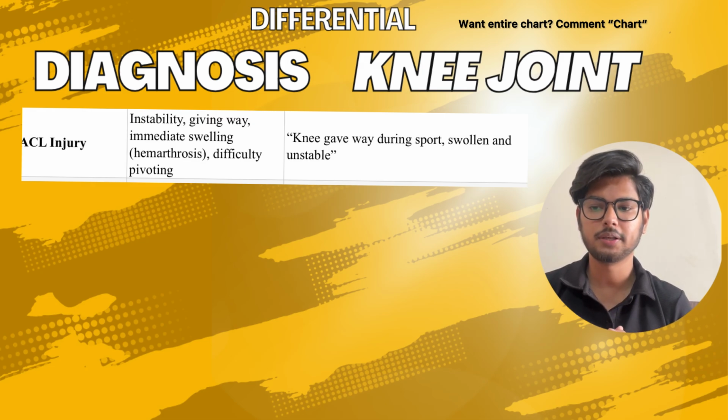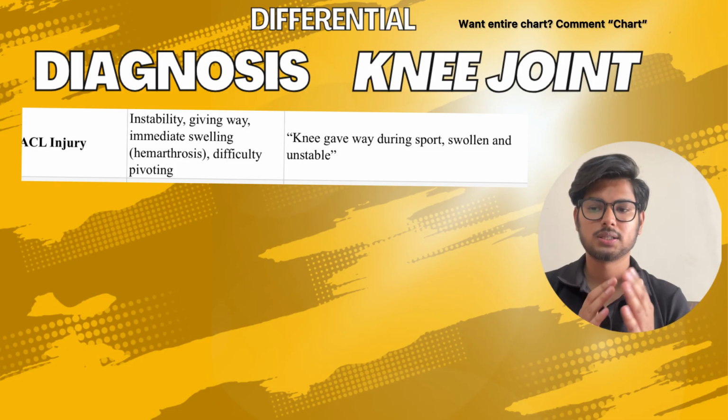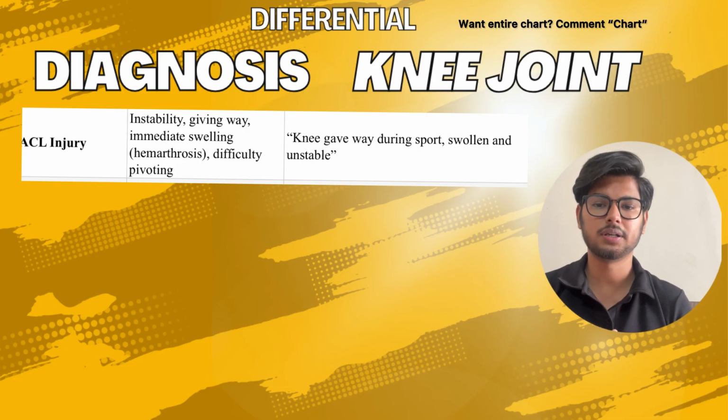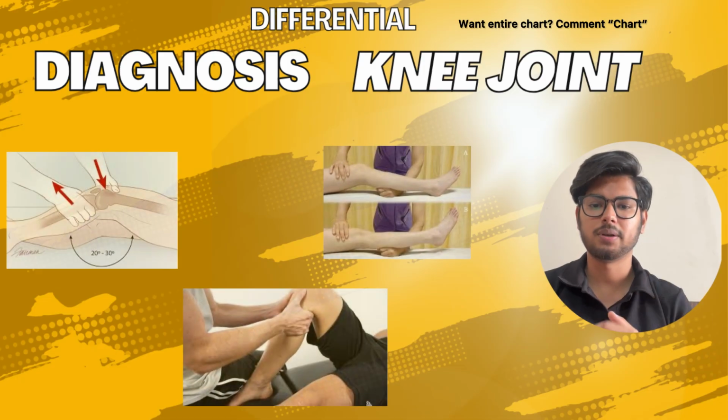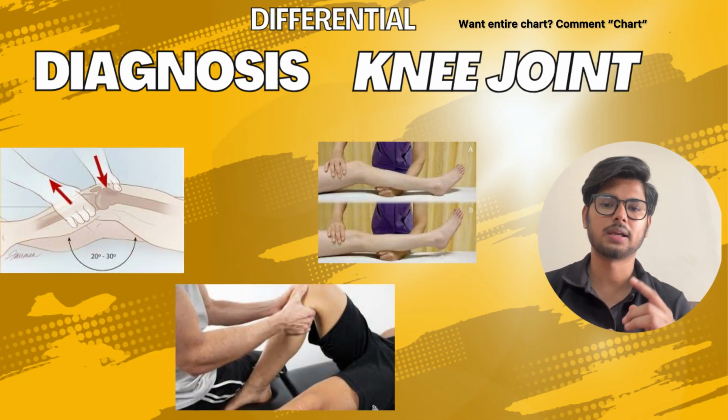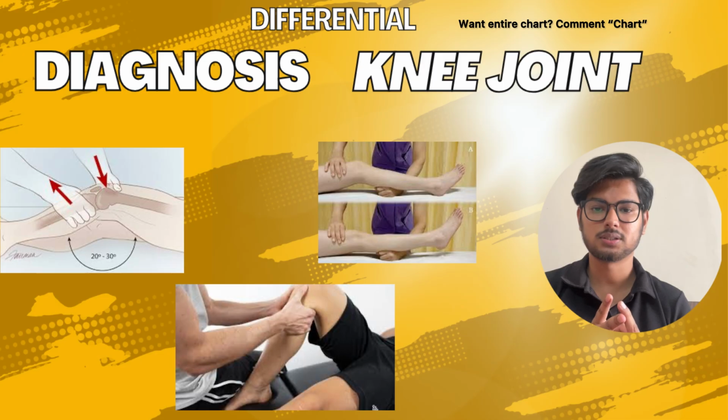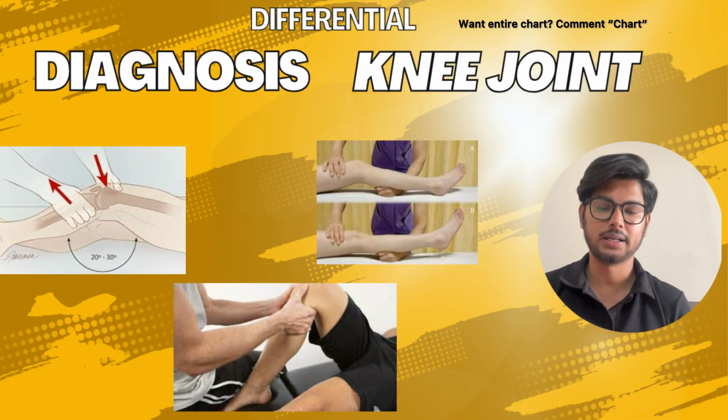The moment the ACL is torn, there will be immediate swelling, which is also known as hemarthrosis. The collection of blood will be there, and difficulty in pivoting. Pivoting means shifting from side to side. The patient's chief complaint will be knee giving way during sports activity, as there is no stability in the knee joint. Again, the knee joint will be swollen and unstable, and we definitely have special tests like the Lachman test and anterior drawer test for checking the ACL integrity.